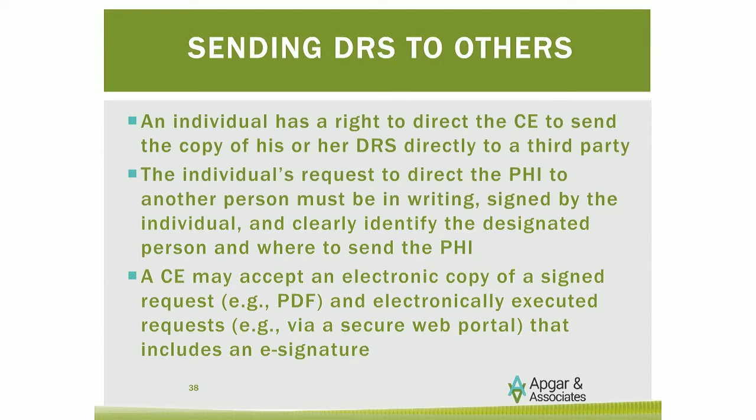Now, an individual has the right to direct, this gets to the third-party rights, the covered entity to send their designated record set to a third party. Now, it needs to be in writing. It needs to be signed by the individual. It needs to really clearly say, this is who I want it sent to, and this is how I want it sent to them. So it's basically identifying all of the information that you need to verify that the individual wrote it, and you have all the information you need to provide whoever they want to send a copy to with a copy of that.